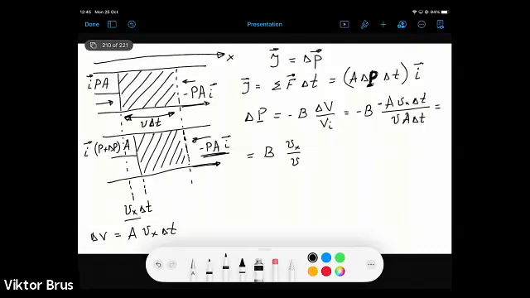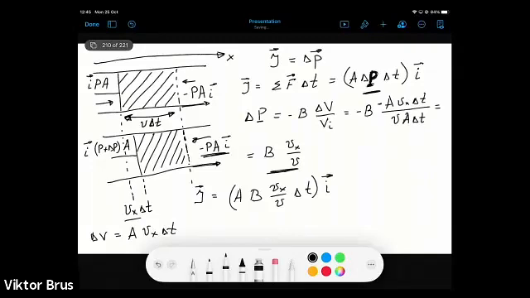So therefore, now we can substitute this change in pressure by its expression, and the impulse of the force will be given as A times B times Vx divided by V times delta T. And here we have this unit vector i.